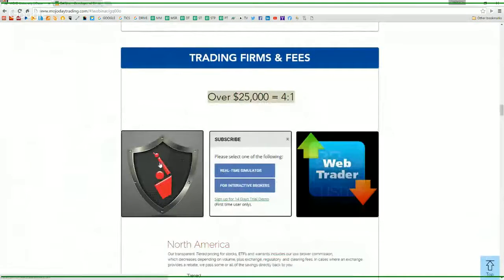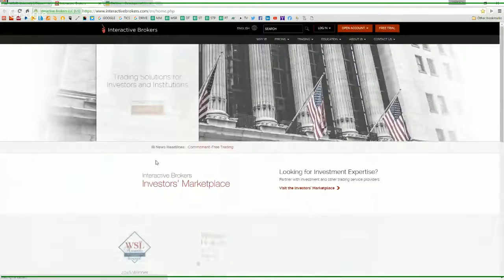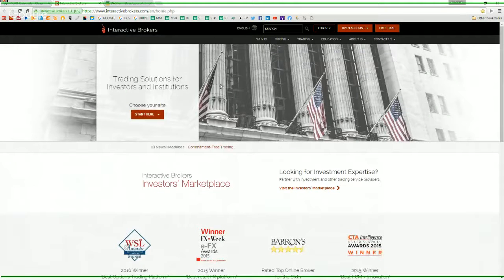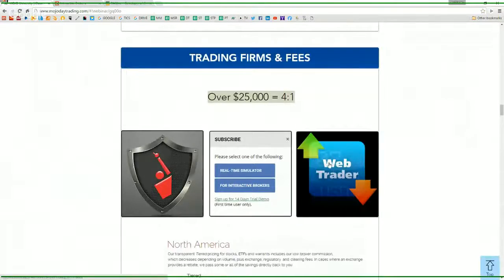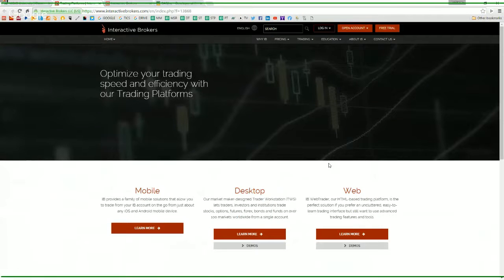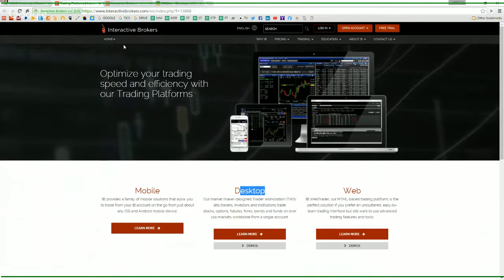Then you go right here to Interactive Brokers. They're the top choice. That's where you open up your account and you trade the DAS through Interactive Brokers. Okay? And they have the web trader. So you have the DAS and the mobile, desktop, and web version of Interactive Brokers, which is real nice as well.